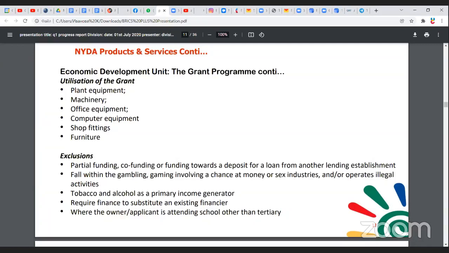Let me also say that we don't provide cash in terms of money. When you apply for the grant, once the business has been assessed, we will look into what you need. If you need machinery, then we'll go and buy machinery for you. We do that instead of giving cash, because when we give cash, people don't do what they are supposed to do with the cash. So we changed the policy, and now we only buy the equipment that is required by the business.